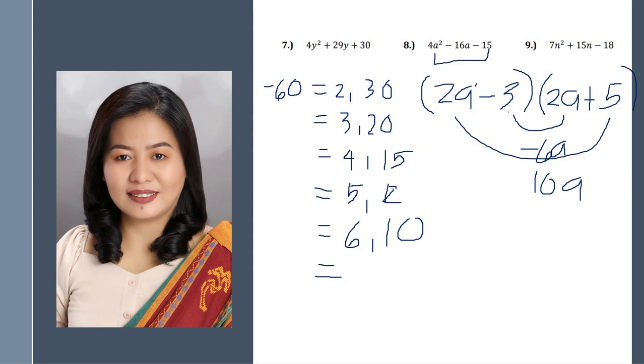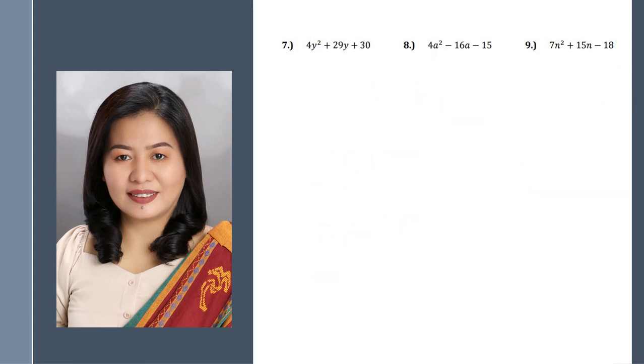Okay, number 9. Factors of 7 and 18. So let's multiply first. 7 times 18, that's 126. So the sum or difference of the factors of 126 that gives you 15.